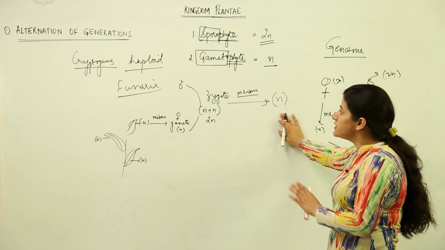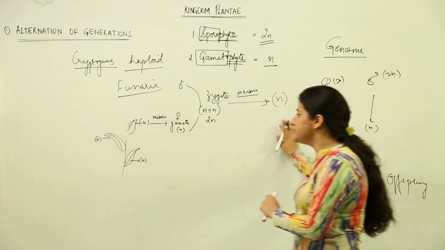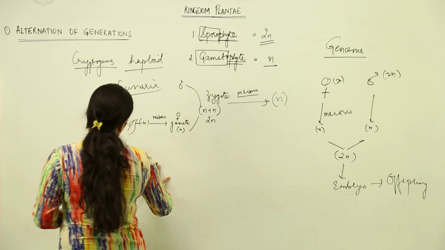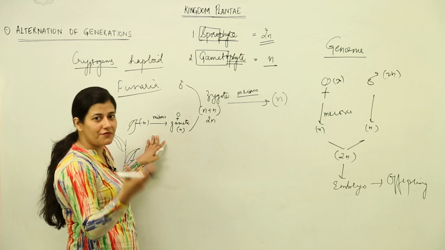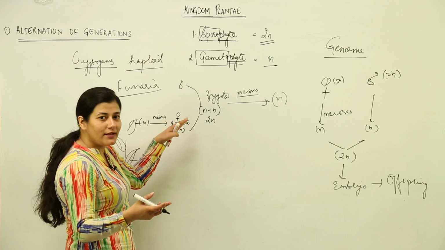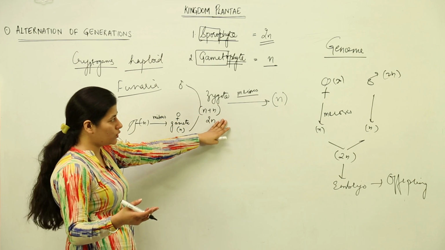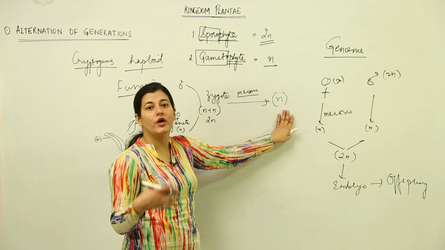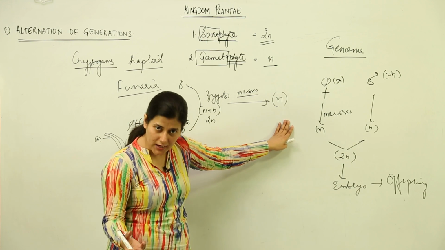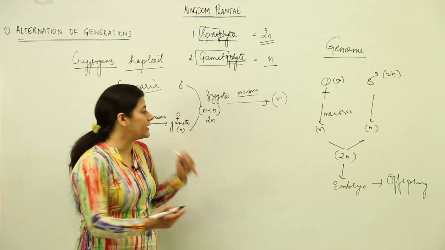So in case of haploid plants, what happens? The plant has haploid cells. Some haploid cells undergo mitosis, they undergo differentiation and form the gametes. The gametes unite and form the zygote, and the zygote undergoes meiosis to form the haploid offspring all over again. This is the haplontic life cycle.